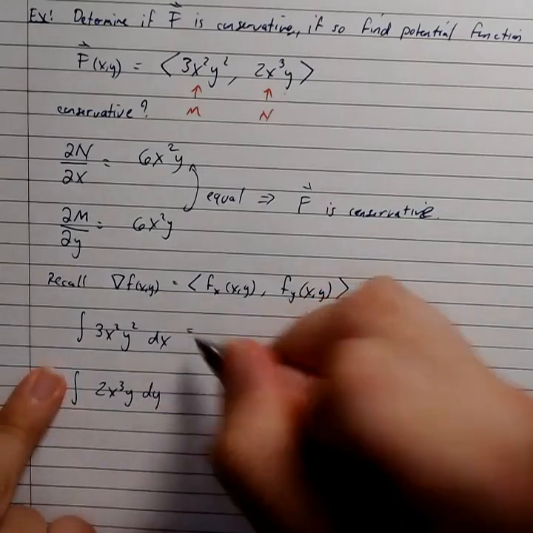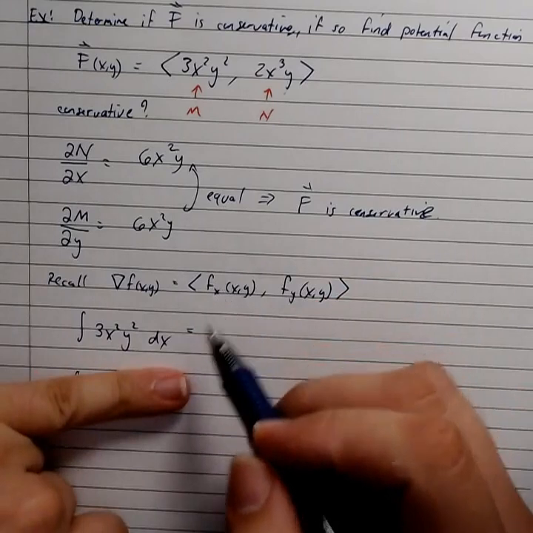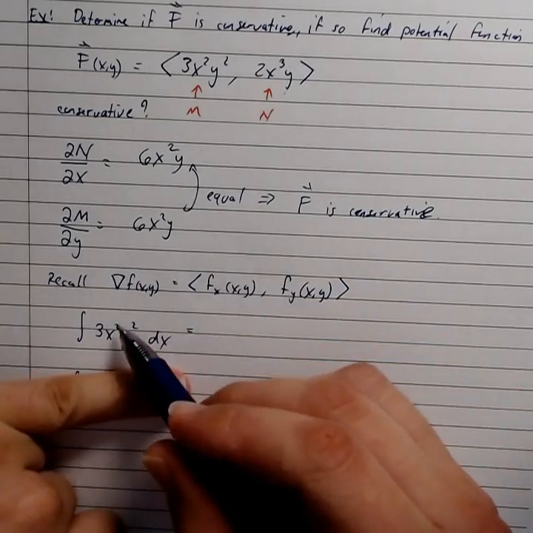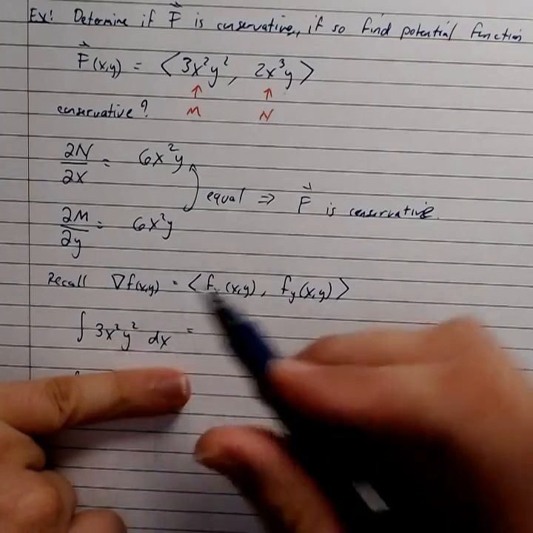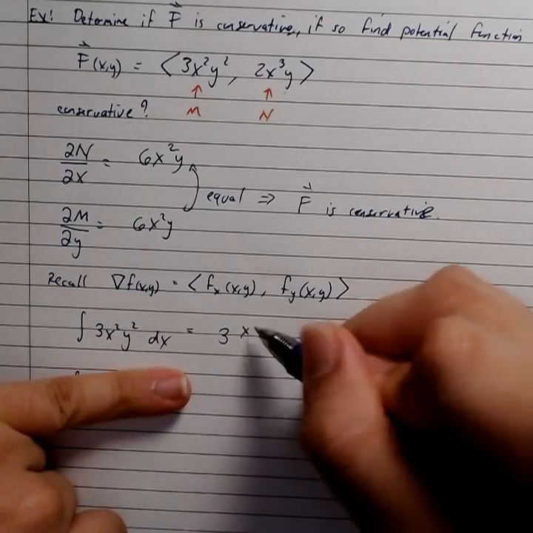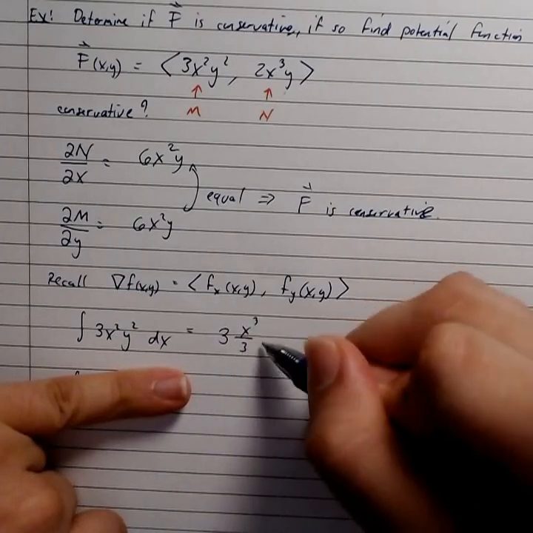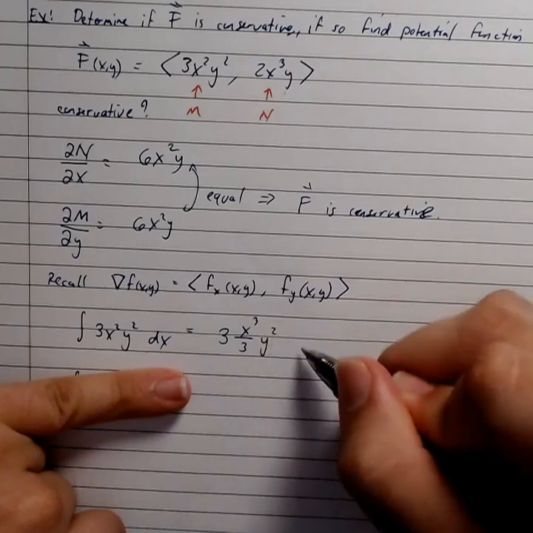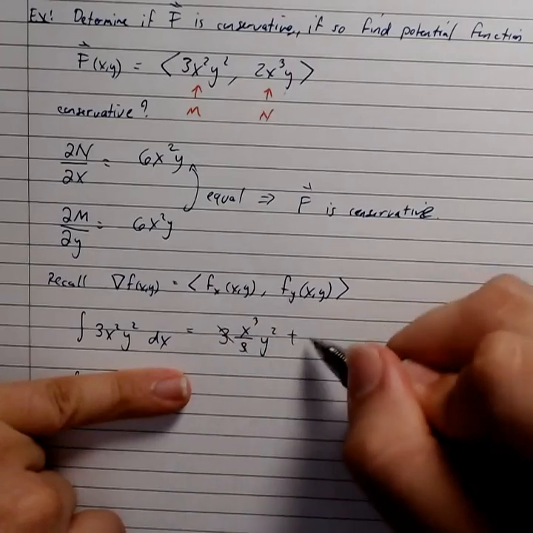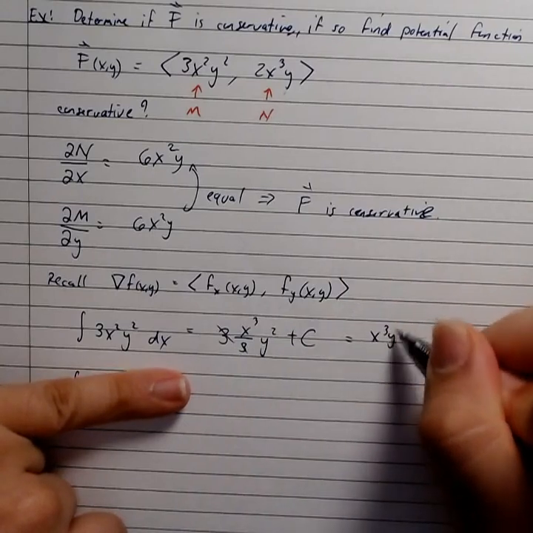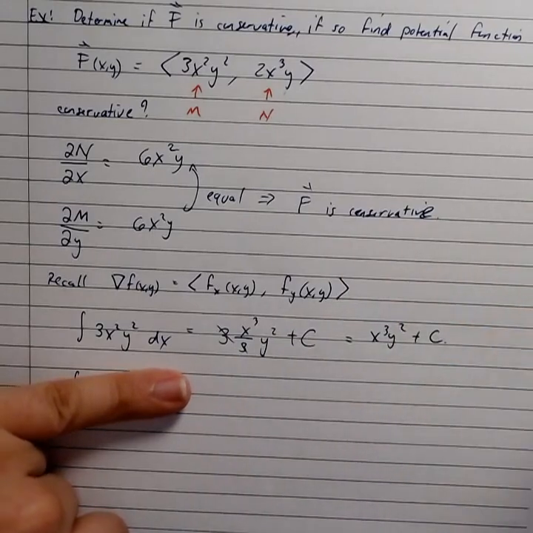So here, let's take a look and see what this is. If we're taking the integral with respect to x, well, that's the only variable. So I would raise that power by 1 and then divide by the new power. So it would be 3. I would take x to the third over 3. And then since that's constant with respect to x, that just stays y squared plus a constant of integration. So here that's going to be x to the third y squared plus a constant.